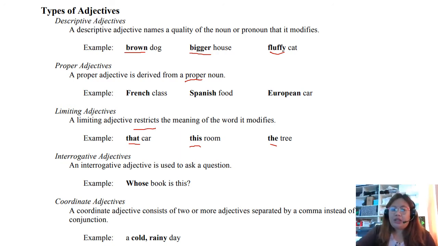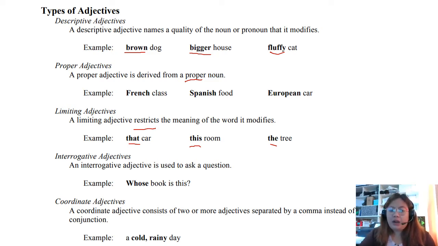Interrogative adjectives, on the other hand, are adjectives used to ask questions. So when we say any word that is used to ask a question, it is actually considered an interrogative adjective. For example, whose books, which pencil, what topic.